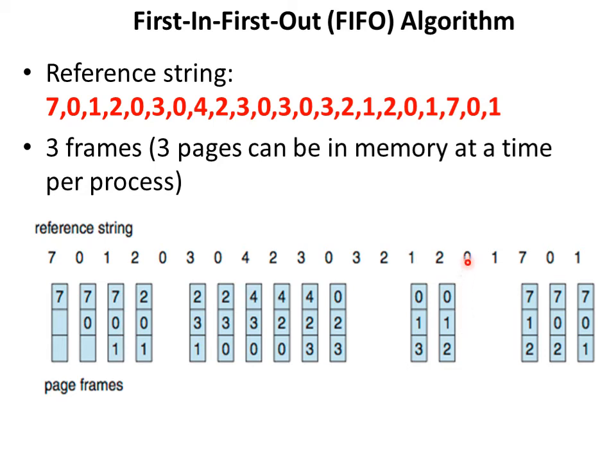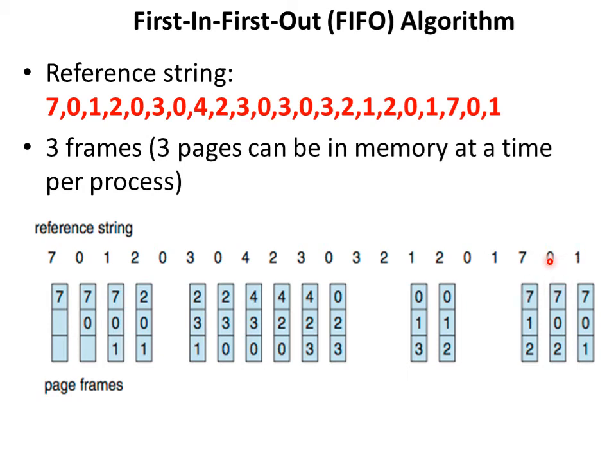Next incoming requested page is 0. 0 is already there in the memory. There is no page fault. No need to redraw the boxes here. Similarly for 1 also, 1 is already there in the memory. There is no page fault. Next incoming request is page number 7. It is not there in the memory. So the oldest page is 0. 0 is replaced with 7.